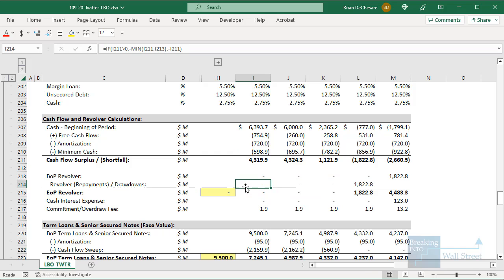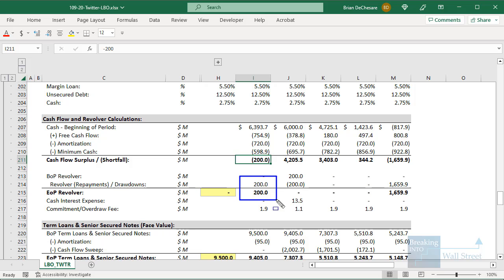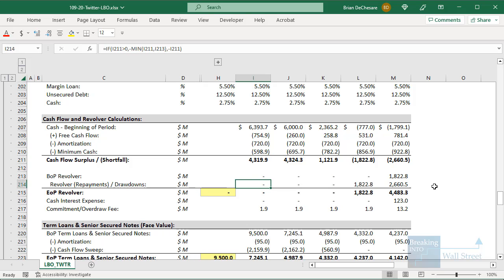So let's copy this over and let's just do a quick demonstration of how this works. Let's say that we have a shortfall of 200 million in the first year. We draw on the revolver until the company can get enough cash. And then in the second period after that, now it has enough that it can actually repay the entire revolver that it drew on initially. And that's how that works.